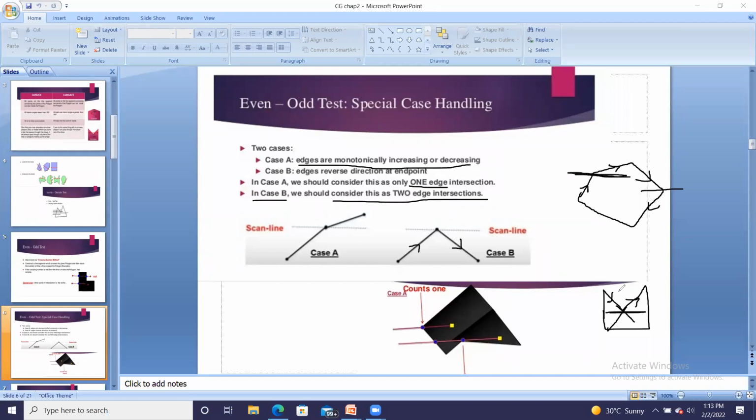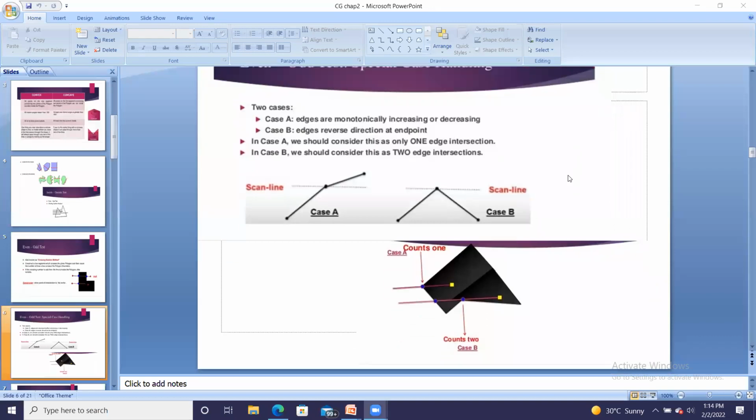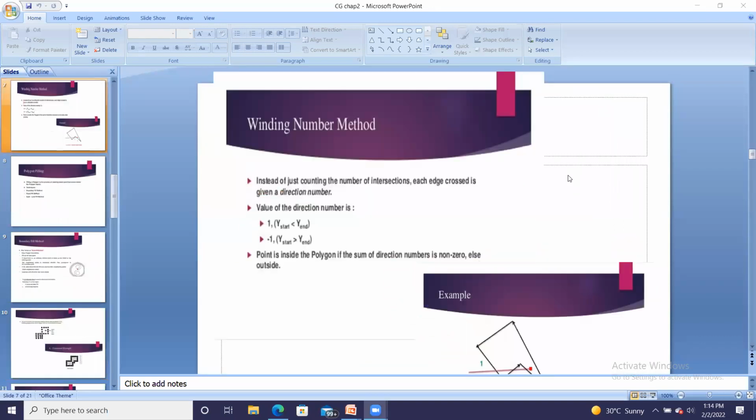In concave surfaces, when the scan line passes through the vertex, you have to consider 2 intersections at the same point. Okay, so that was about the even odd test. And the next method is the winding number method.